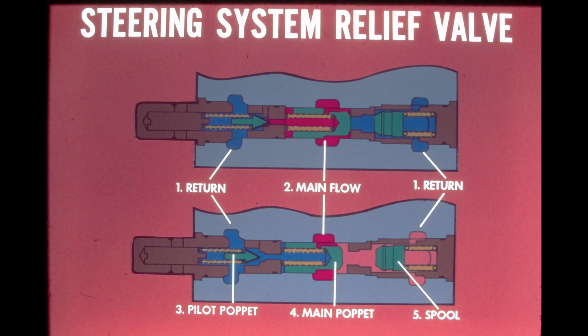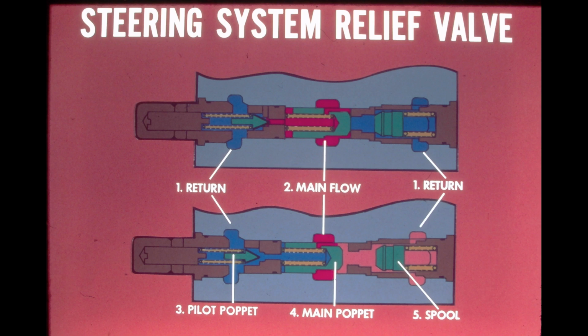The pressure inside of the main poppet will be less than main pressure, as more oil will pass through the pilot poppet than can pass through the orifice in the main poppet. The pressure differential across the main poppet will move the main poppet to the left. The oil will then move the spool to the right and flow to the return.